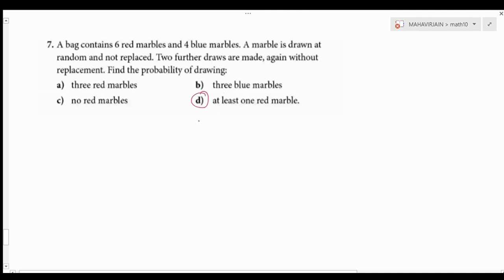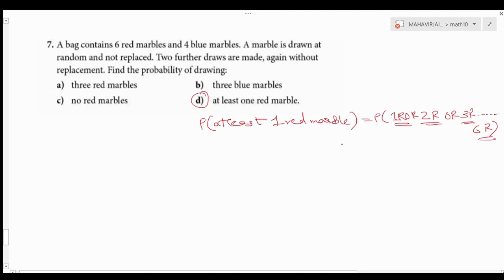Check this, right? Probability of at least one red marble. Just understand this. At least one red marble means what? It means probability of one red, or two red, or three red, or four red, till six red. Now this is crazy. You need to have a better method for this. Do you understand this? So what you do is you say 1 minus probability of no red.